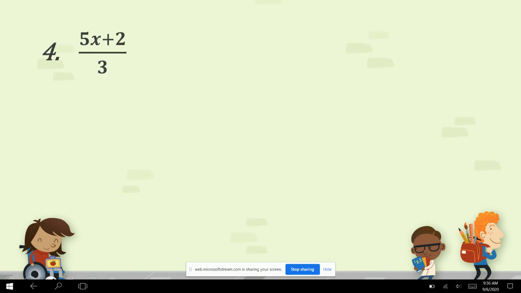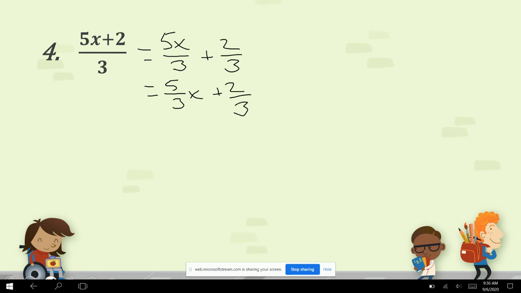Now, 4 is a little bit different. There are two ways we can do 4. If you notice, we are doing division, but we are dividing that entire expression by 3. So we have to be careful to make sure we divide both pieces by 3. We can do this division as 5x divided by 3 plus 2 over 3. And 5 divided by 3 is just 5/3 x plus 2/3. And that is our final answer, and we leave it in fraction form. We like fractions here.